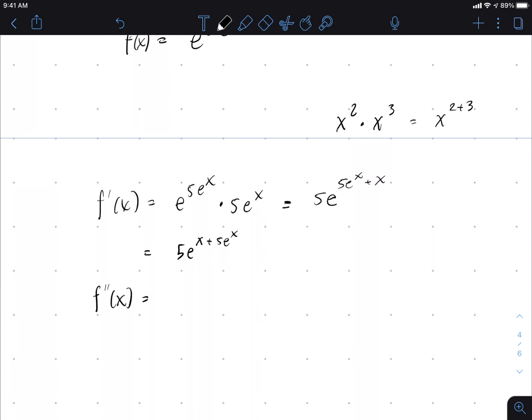All right, so for this one, the 5 is there. That's not going to be differentiated. But then the e is going to leave itself as e with the exponent, correct? But now I have to take the derivative of the exponent piece. So what is the derivative of x? Isn't that 1? 1. And then 5e to the x is just simply going to be 5e to the x, correct? Right. And that's the second derivative.